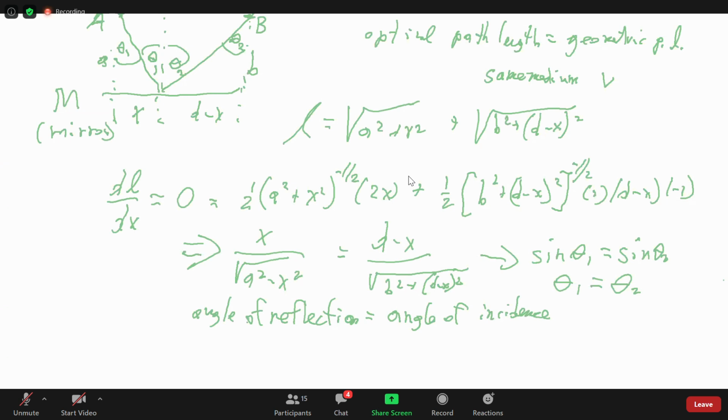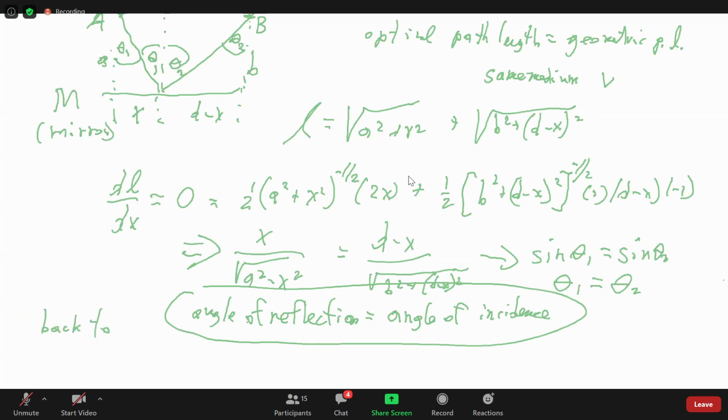Okay, so I'll put a little box around that. And so back to Snell's law, another way to express Snell's law equivalently is sine theta 2 is equal to n1 over n2 times sine theta 1.